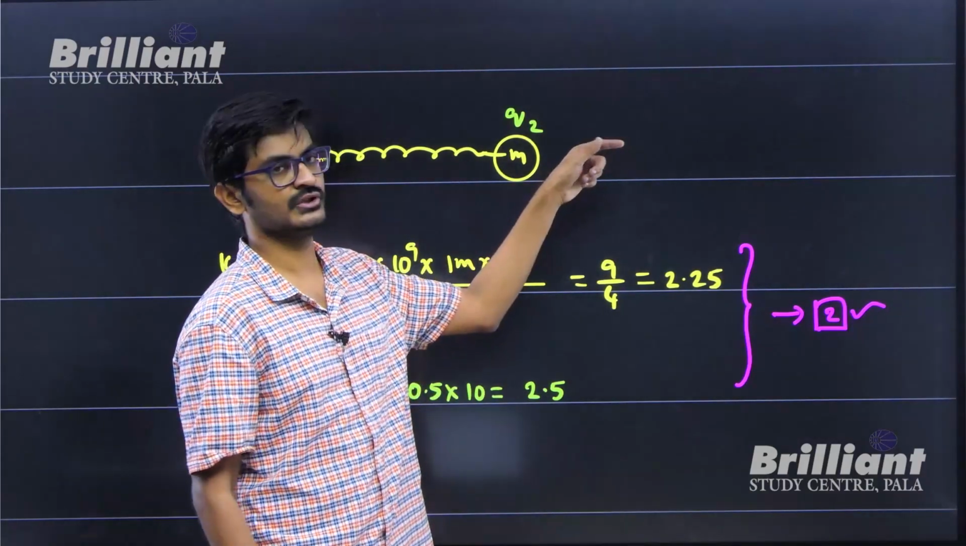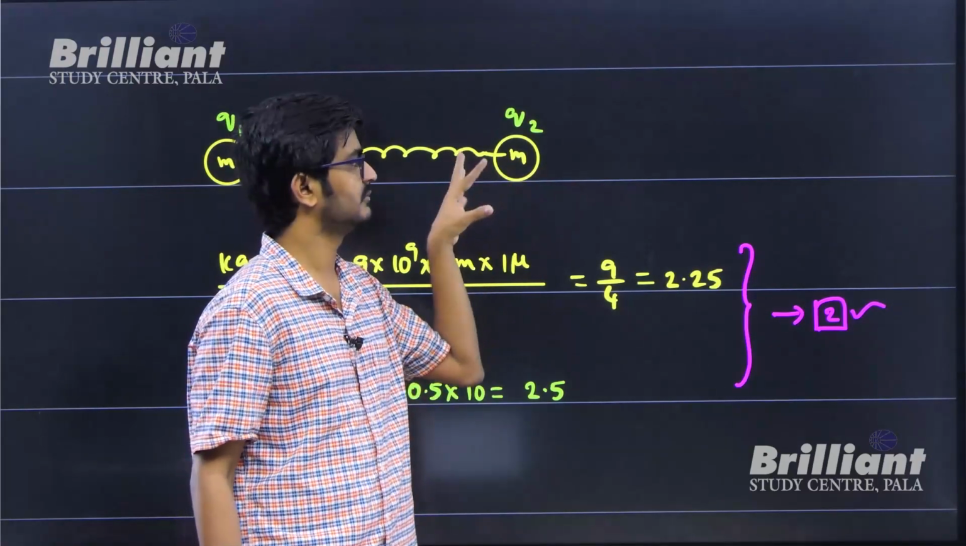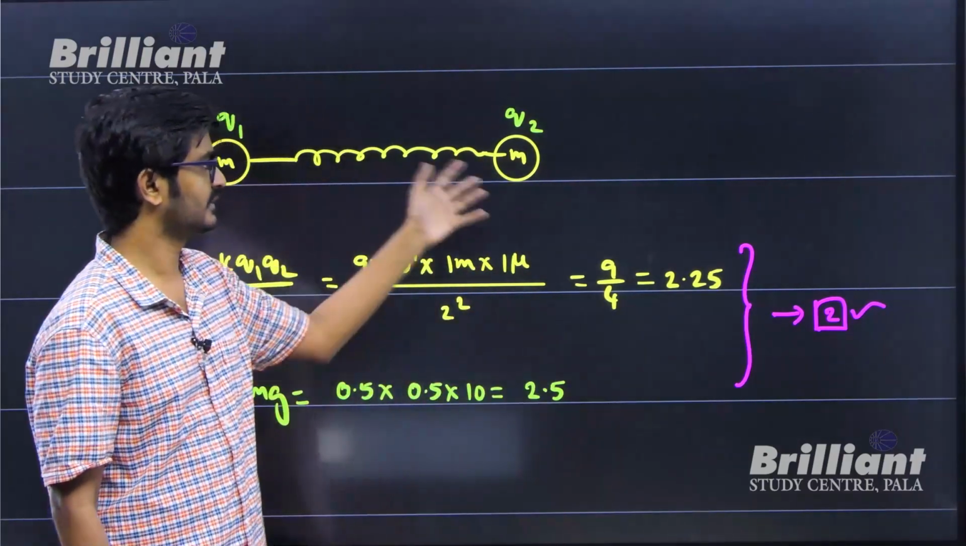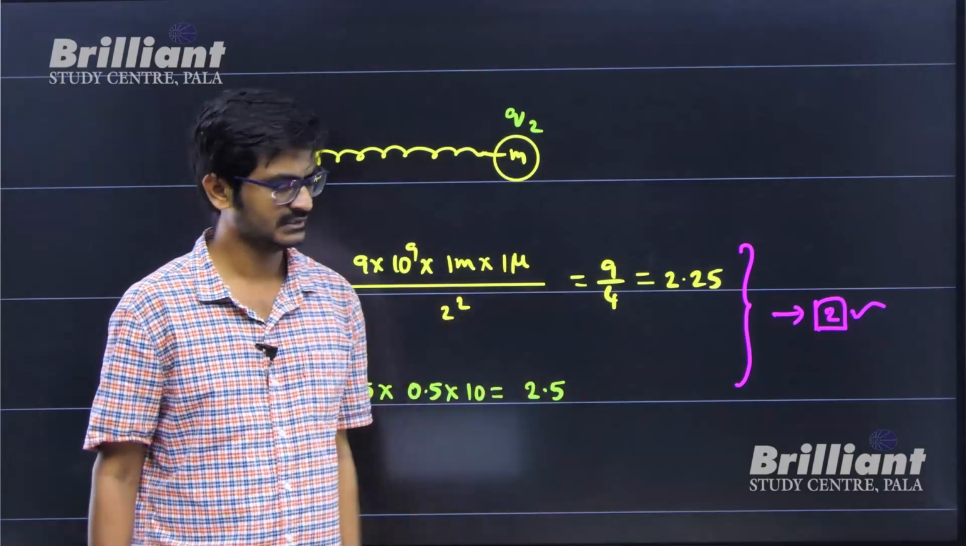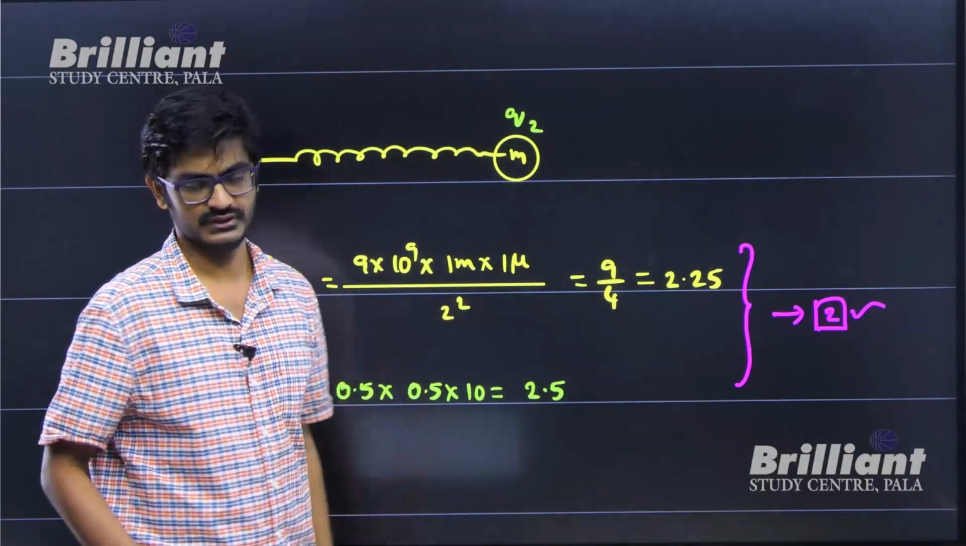So the repulsion force is 2.25, friction will be 2.25. So it will be in equilibrium only. So there won't be any extension. So the answer is going to be, the distance between them is going to be 2 only, right?